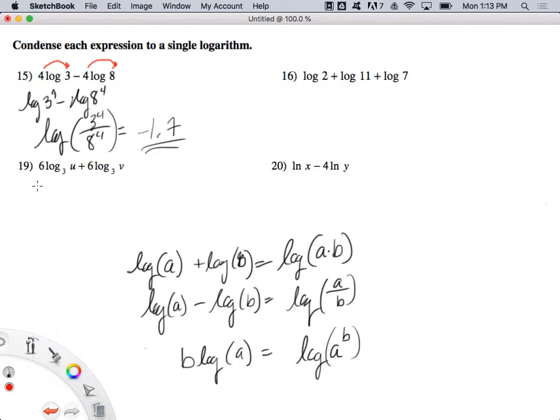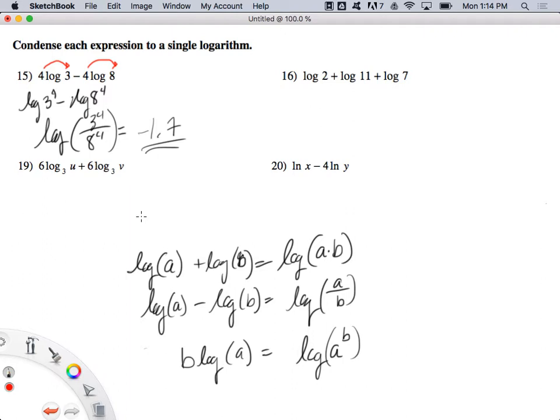Everybody do number 19 on your own, please. Wait, just a minute. What's the U? The U is just a variable. The U is just a variable.